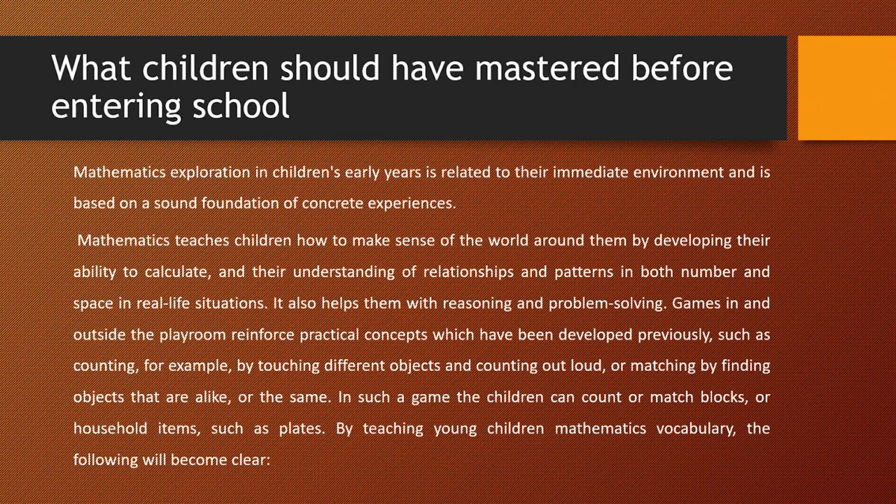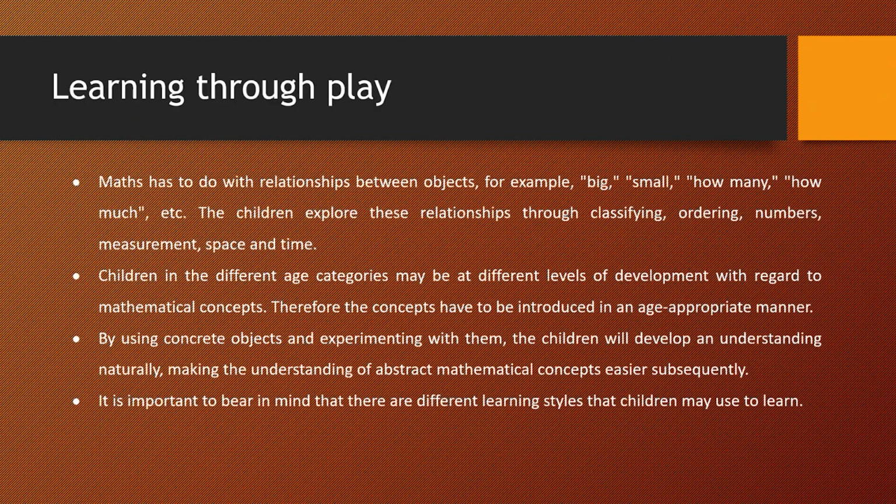By teaching young children mathematics vocabulary, the following will become clear to them. One, that maths has to do with relationships between objects, for example, big and small, how many, how much, etc. So the children explore these relationships through classifying, ordering, numbers, measurements, space, and time.